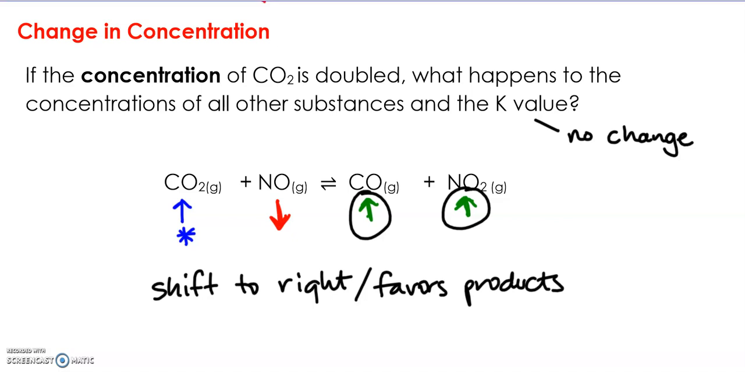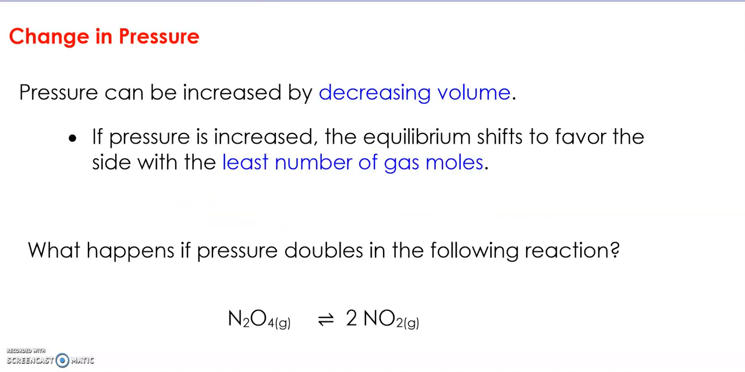Okay, so let's look at one that has a pressure change or a volume change. So let's say in this case, N2O4 as a gas makes 2 NO2 gas molecules. So pressure can be increased by decreasing our volume, right? We've got that inverse relationship. So if pressure is increased, the equilibrium shifts to favor the side with the least number of gas moles. So we're not looking at increasing or decreasing. We're just going to shift towards the side with the smaller number of moles.